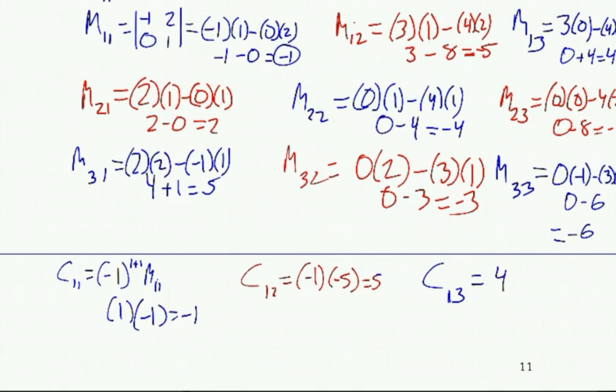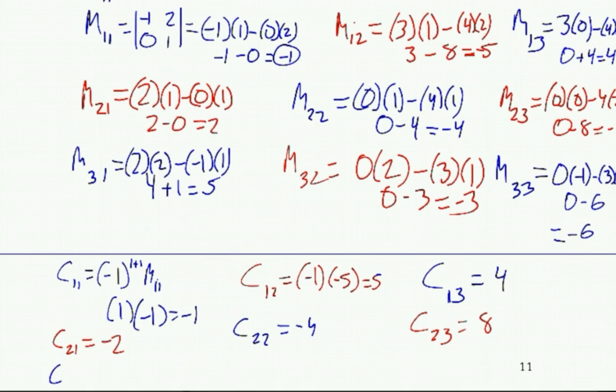C sub 2, 1. So row 2, column 1, that was up here. It was a positive 2, but 2 plus 1 is an odd number, so it's going to be the opposite sign, negative 2. C sub 2, 2, that's an even position because 2 plus 2 gives us 4. So it's going to keep the same sign as the minor, and the minor at 2, 2 was negative 4. So it's just going to stay at negative 4. C sub 2, 3, that's an odd position because 2 plus 3 gives us 5. So it's going to be the opposite sign of the minor at 2, 3. So it's going to be the opposite of negative 8, which gives us positive 8.